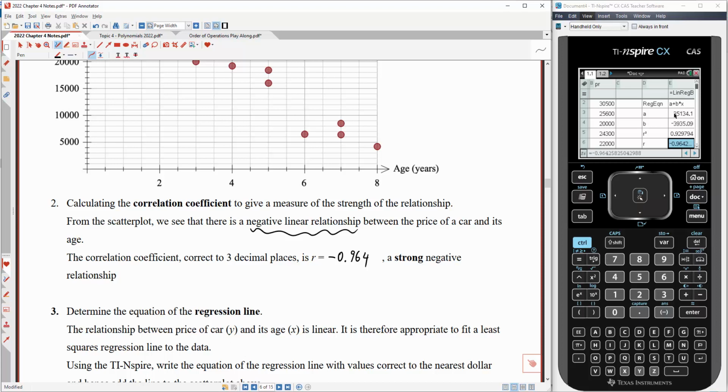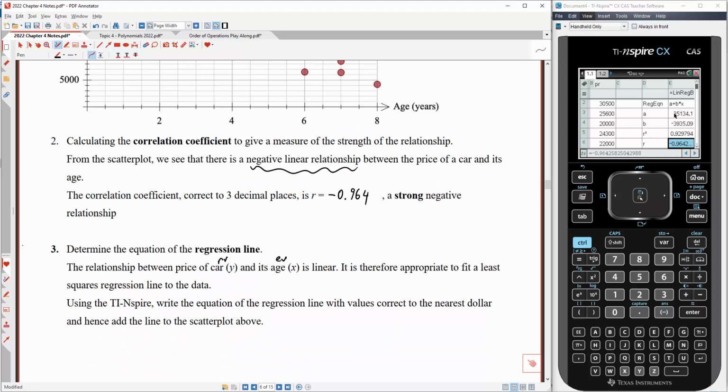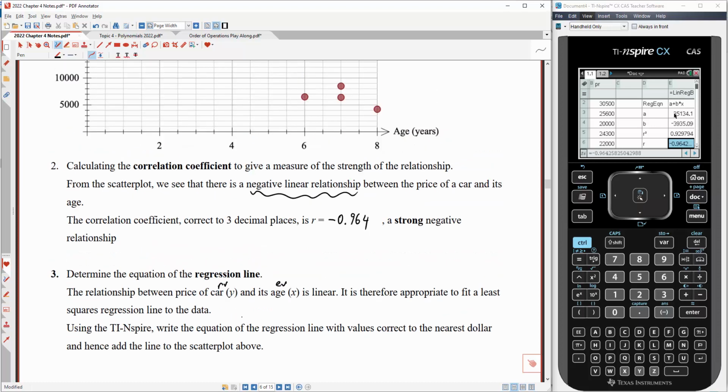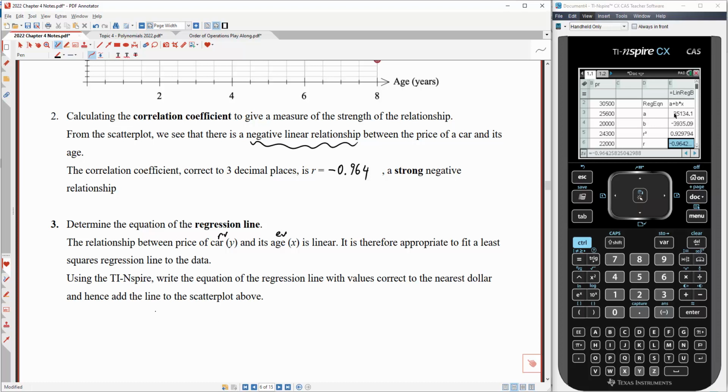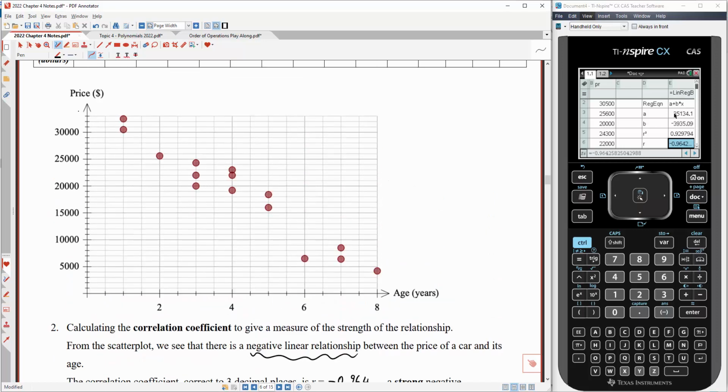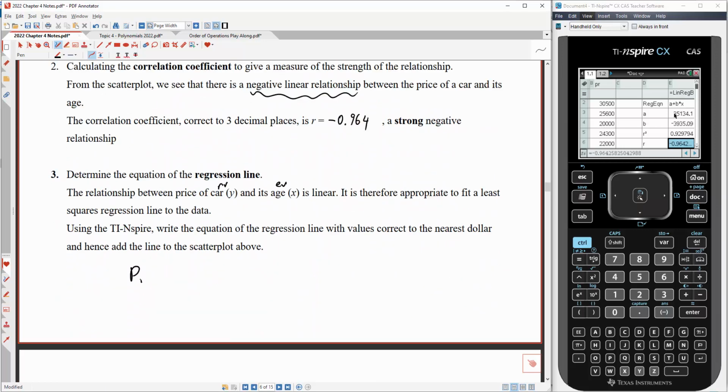the price of the car is the response variable and age is the explanatory variable. So we are going to fit a least squares regression line. Using the TI-Nspire, write the equation with values correct to the nearest dollar and hence add the line to the scatter plot above. So what we need to do is write the equation. Remember that we use the context to write it. So we start with the RV, which is price. So we're going to say that price equals, and we write it in y equals a plus bx form. So a is this value here, and they want it to the nearest dollar.